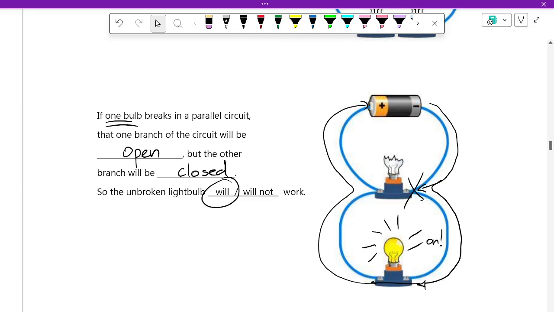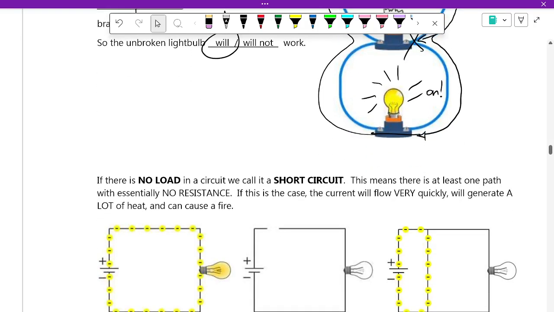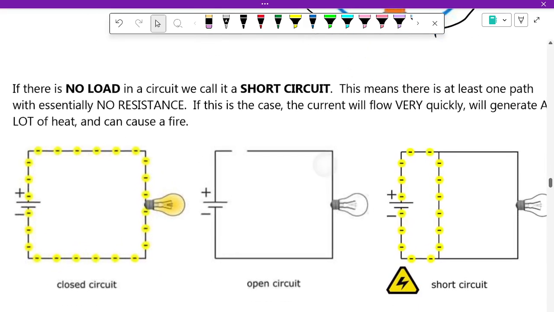Now, there's a reason that when you were doing that little thing with the light bulb, I said, do not touch the wire from one end of the battery to the other end of the battery, because that is what we call a short circuit. Okay? So here's three types of circuits.